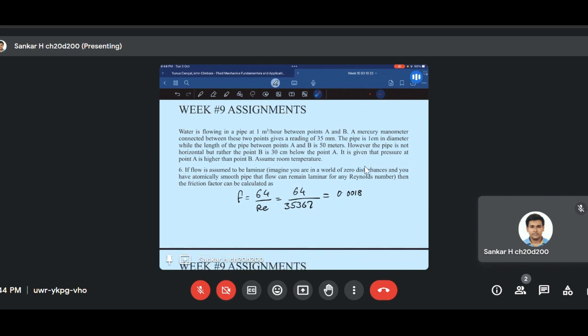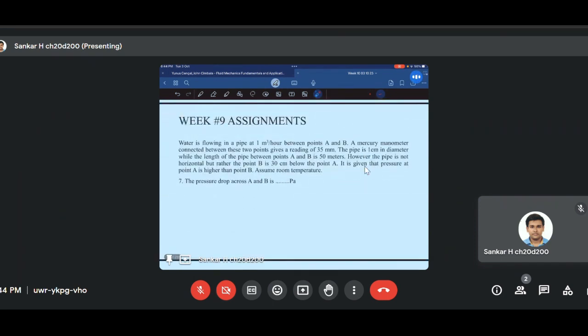So let's move on to the next question, question number 7, where we have to calculate the pressure drop across A and B. Here, what is given is a pressure drop reading of 35 millimeter, which can be used to calculate the pressure across these two points.